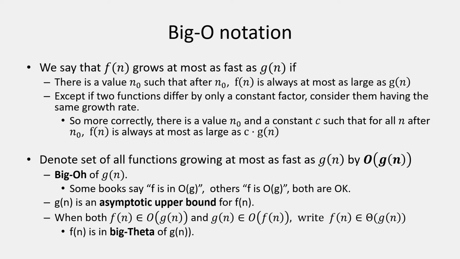So we would say that f of n grows at most as fast as g if there is a value n0, and here n is just a natural number, such that for values of n that are greater than n0, f of n is at most as large as g of n.